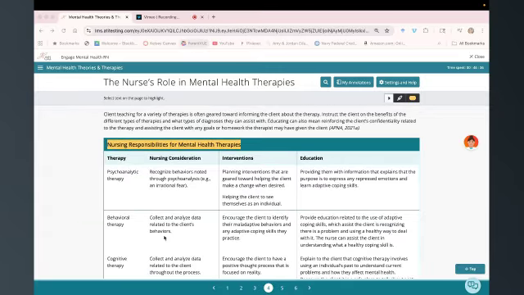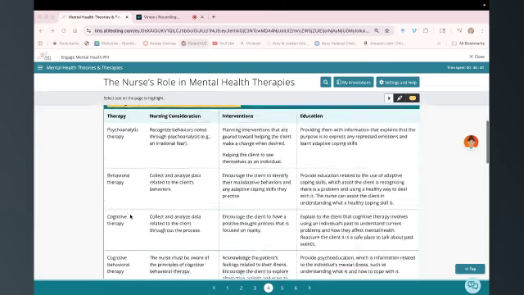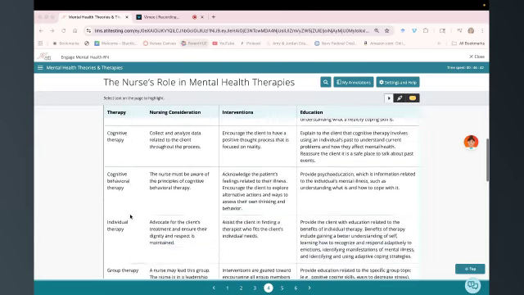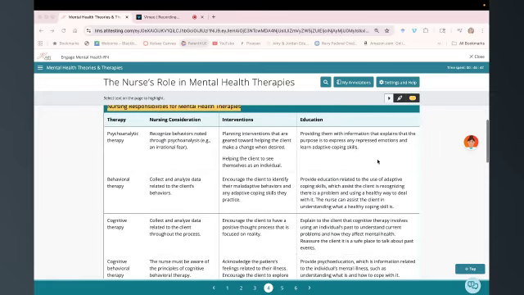These are really, really good. This is talking about psychoanalytical therapy, behavioral therapy, cognitive behavioral therapy (CBT), individual, group, family, and milieu therapy, and essentially what the nurse's role is. So this is a really good study tool to help you for exam purposes.